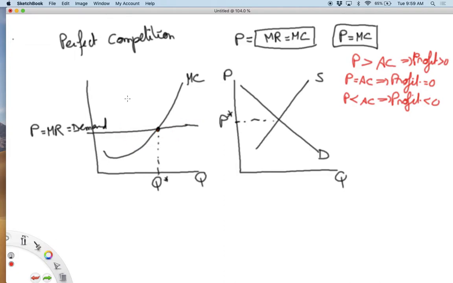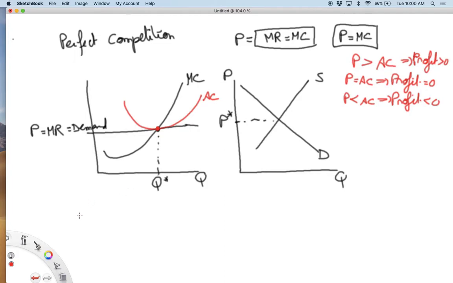Let's say that I draw the average cost curve like this. Then at the quantity, here's the price, here's the cost, I would be losing money. This is the total amount that I would be losing. If I were to draw the average cost curve like this, at the quantity, price is equal to average cost, and that means I would be breaking even.